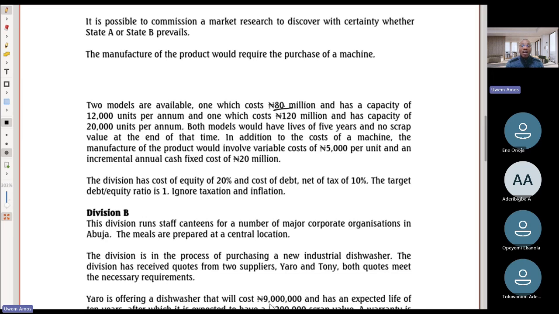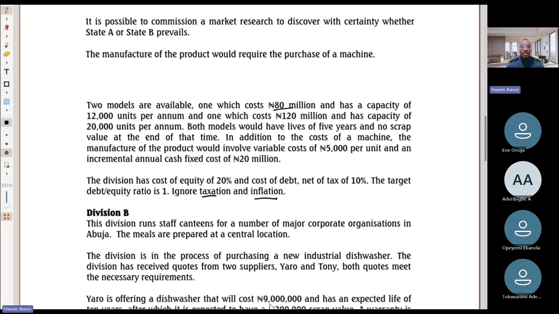The division has a cost of equity of 20% and a cost of debt net of tax of 10%. The target debt to equity ratio is 1. It then says ignore taxation and ignore inflation. So that's for Division A. Now let's move on to Division B.